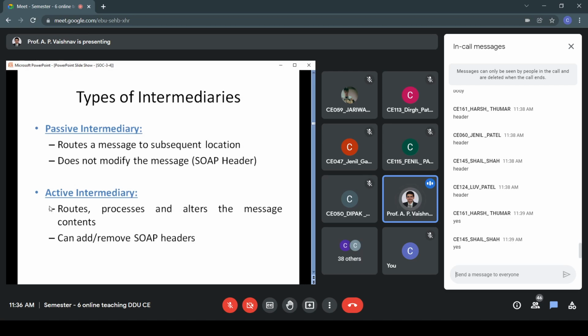Fine. Next is the active intermediary. It does two things: routing and processing, as well as alteration of the message. For example, if you have an intermediary service which has to discard the username and password, because the username and password to access a web service are usually written in the header portion, isn't it? Should we expose that username and password in the body?